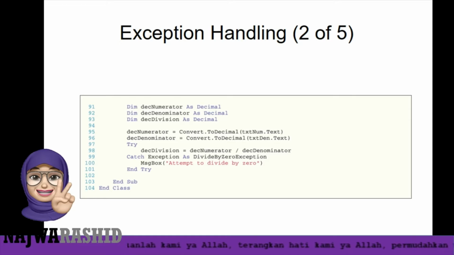we put the try and catch statement. So try: decimal division equal to decimal numerator divided by decimal denominator. And then catch the exception. In this exception handling, we try to ensure that the second number is not 0. So the message box here says attempt to divide by 0. Supposedly, when you divide one number by another number, the second number must not be 0. And then it ends with end try, and end sub refers to your sub procedure. So this is an example of how we can use exception handling in Visual Basic Programming.